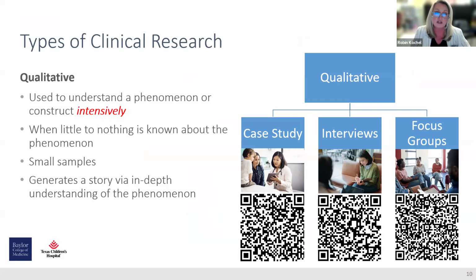Qualitative research is used when we want to understand a phenomenon or a construct intensively. We want to take a deep dive into it. And we do that when there is little to nothing that is currently known about the thing that we're interested in. So in qualitative research, we actually don't need large samples to do it well. So we typically see smaller samples in qualitative research. And essentially, this work generates a nice story through in-depth understanding of the phenomenon. So here are some examples of different qualitative designs.